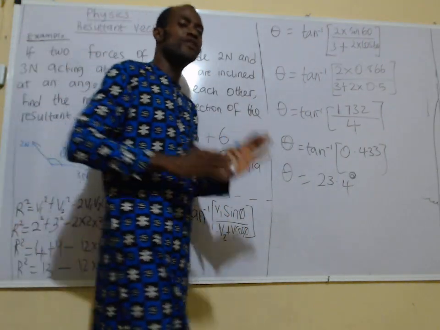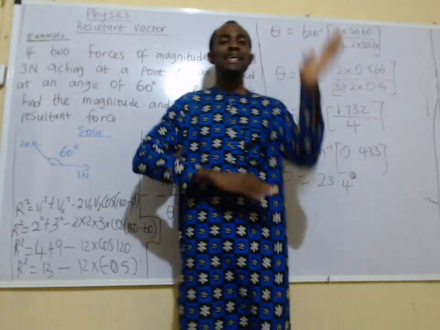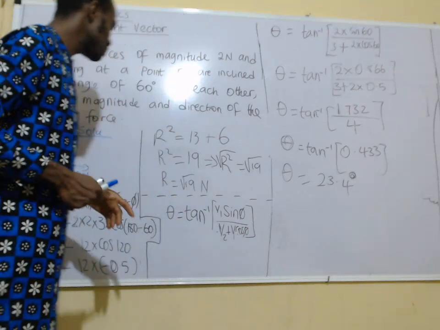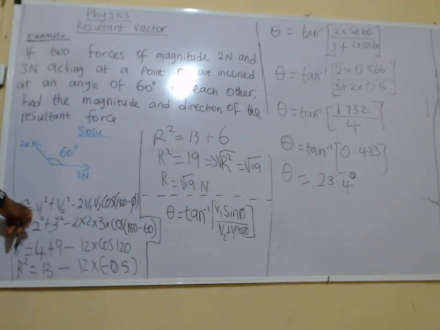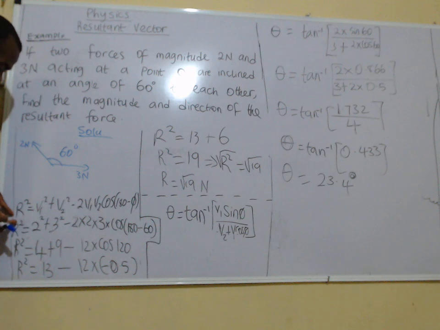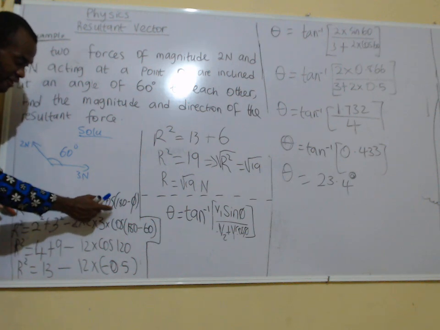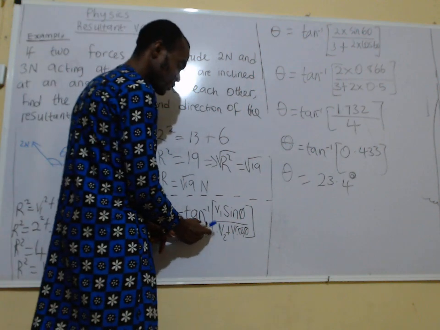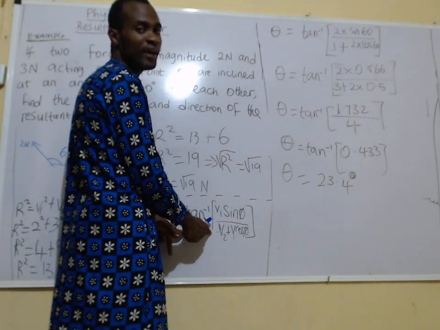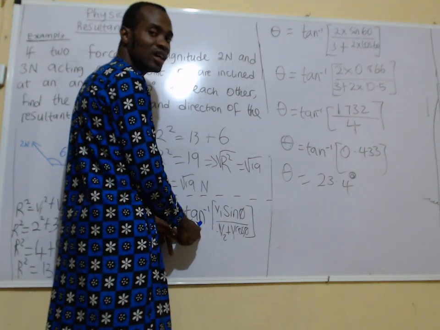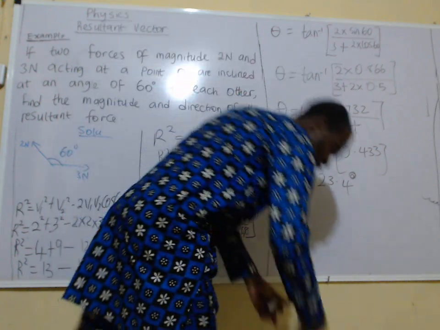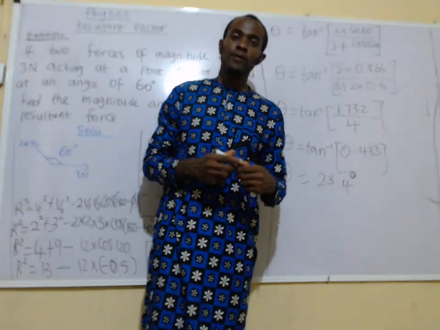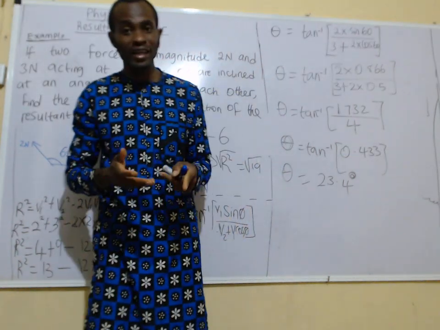Anytime you have two vectors acting at a point inclined at an angle that is different from 90 degrees, you just quickly make use of this formula to get the magnitude of the resultant vector, and you make use of this formula to get the direction of the resultant vector. Now there are still many cases where you add vectors to get a resultant vector. There are still other cases.